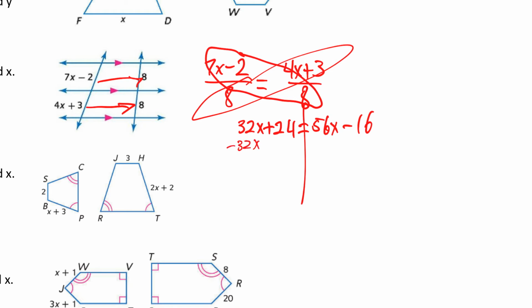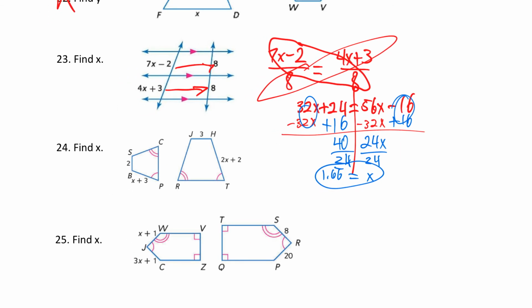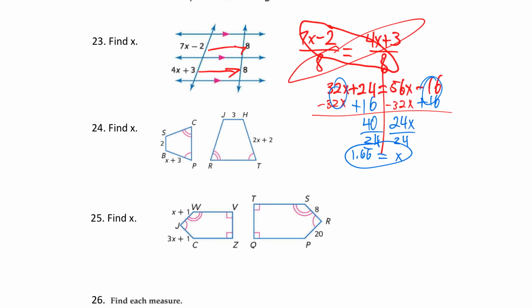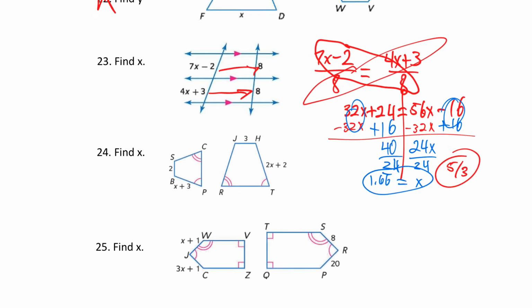All right. So I'm going to subtract 32x from both sides. I'm going to go ahead and do this all in one shot here. I'm going to add 16 to both sides. These zero, that leaves 40 equal to 24x, divided by 24. And that gives you like 1.66 repeating, or it's 5/3 if you left it as a fraction.